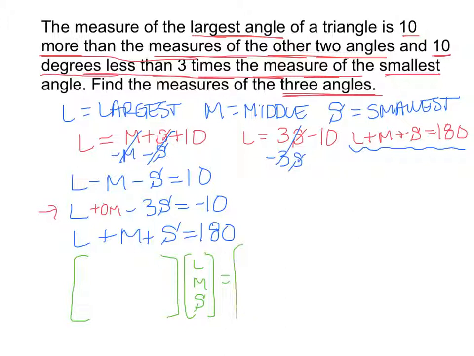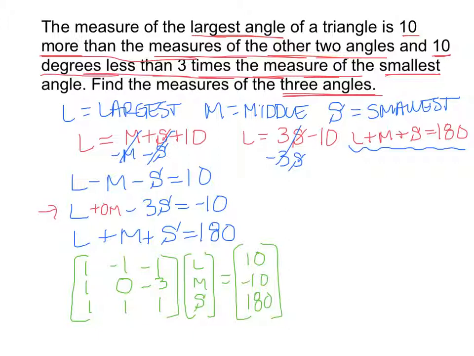The result matrix is going to be 10, negative 10, and 180. And then let's go ahead and fill in those coefficients. Large is 1, minus 1, minus 1. 1, 0, negative 3, 1, 1, 1.